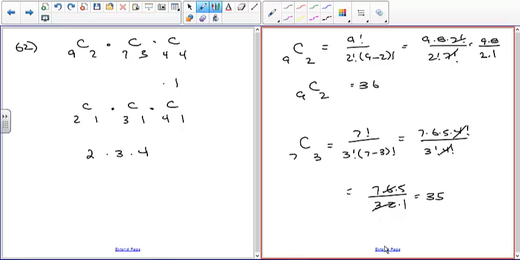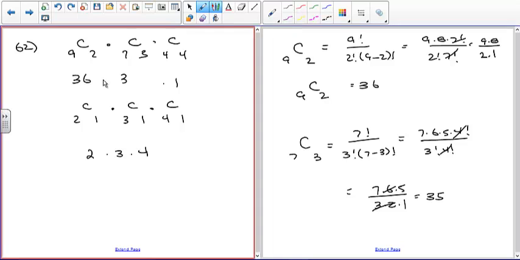Okay, so now we multiply all of these things together. So this one's 36, this one's 35, this one's 1, 2, 3, 4. So multiplying all those things together. Get my calculator out. 36 times 35 times 1 times 2 times 3 times 4 is 30,240.